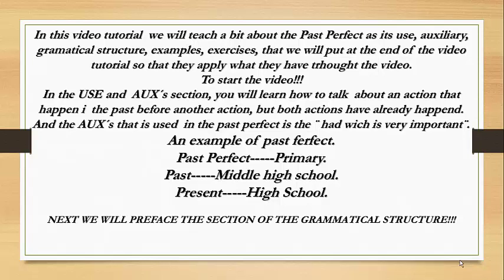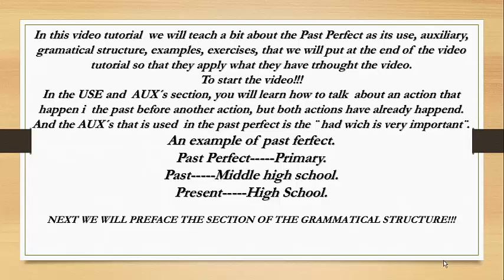To start the video, in the Use and Action section, you will learn how to talk about an action that happened in the past before another action, but both actions have already happened. The auxiliary that is used in the past perfect is had, which is very important. An example of past perfect: past perfect primary, past, middle high school, present high school.